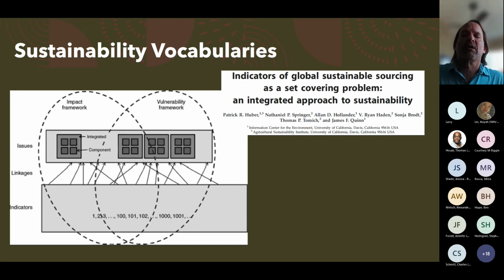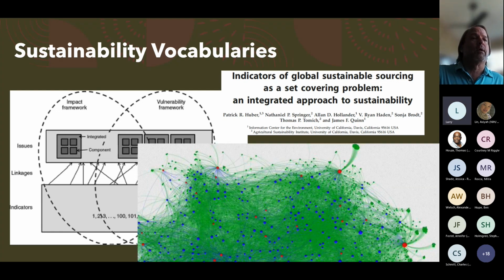What are the possible points of failure within a food system? We certainly saw this happen a lot in COVID, and now we're seeing it happen with Ukraine. And this is just a graphic of the red dots there are integrated issues as nodes. The blue dots are the component issues, and the green dots are the indicators linking essentially the metrics to the issues.